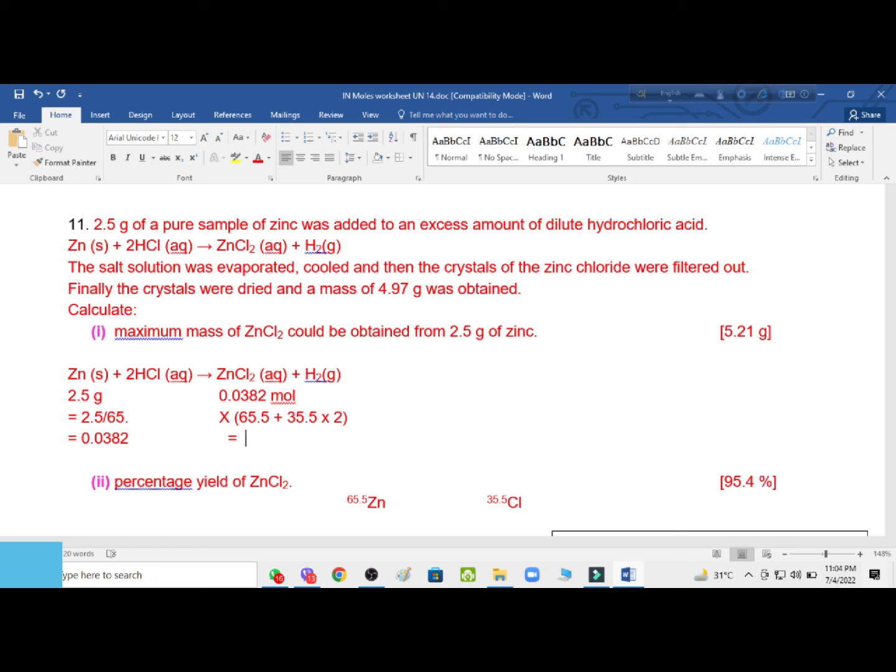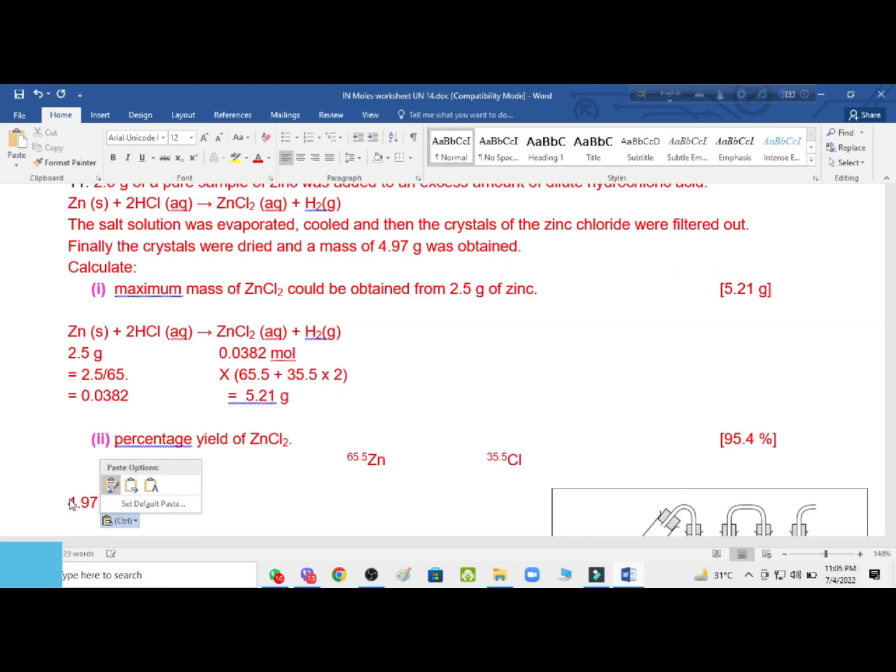0.0382. I get here 5.21 gram. So this is the mass. Okay, you get the maximum mass. And percentage of yield means you have practical yield. Practically you got the same product. This you have got experimentally. Someone carried out the experiment and got this. And the theoretical mass that's supposed to get is 5.21, and multiply with 100. We get the percentage. This gives 95.4. So that's the answer.